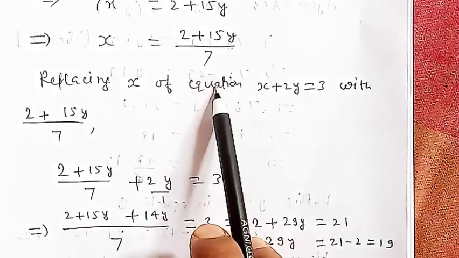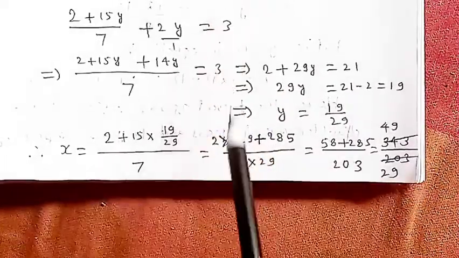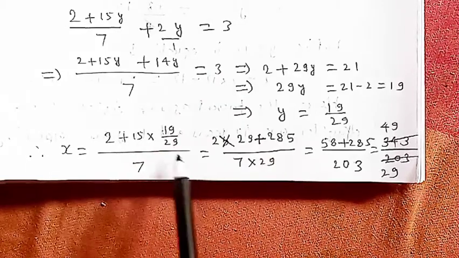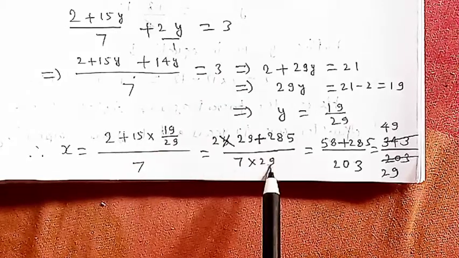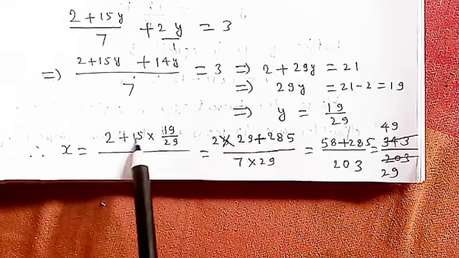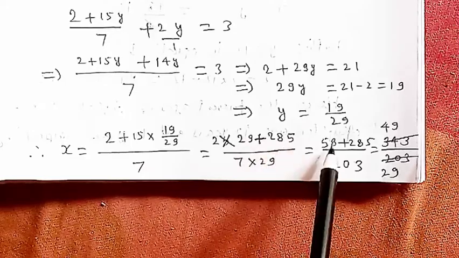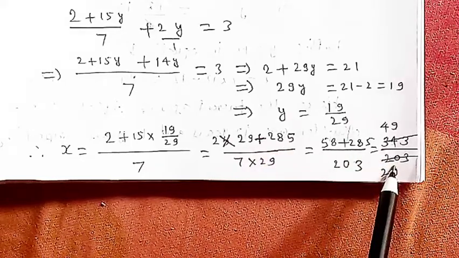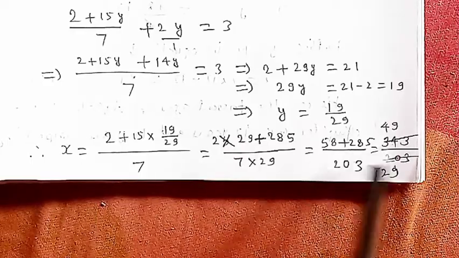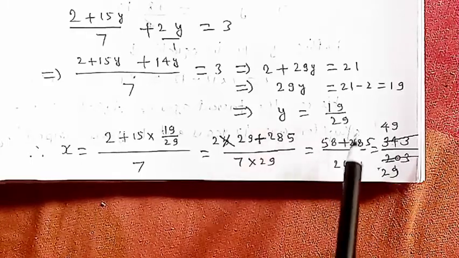Now x is equal to 2 plus 15y by 7. So we put the value of y, 2 plus 15 into 19 by 29. Here 29 comes below, so 7 into 29. Now 2 into 29, which is 58. 15 into 19 is 285. After adding we get 343 by 203. After cancellation we get 49 by 29. So x is 49 by 29, y is 19 by 29 is the solution.